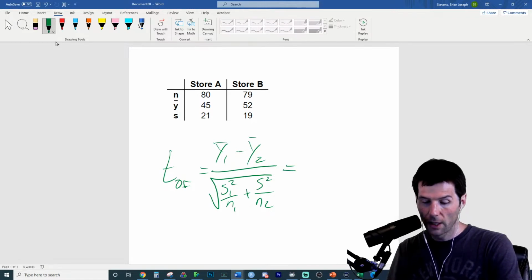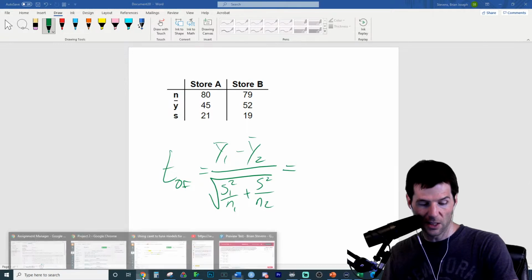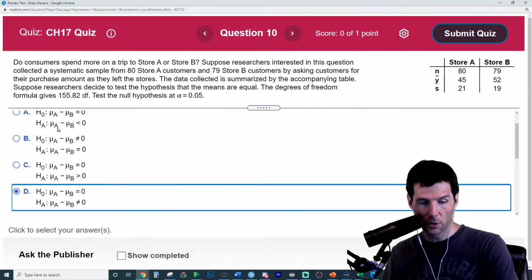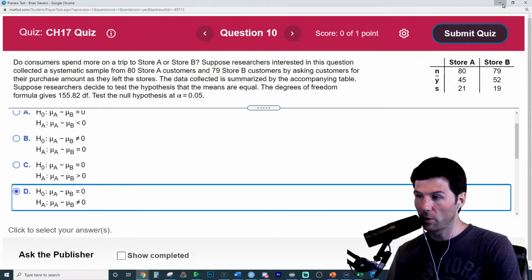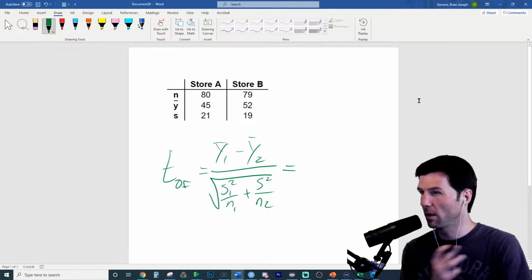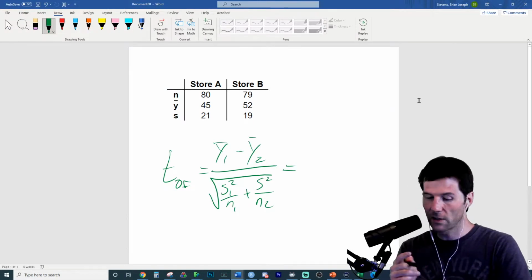They give you all the numbers. And I'm pretty sure they did it A minus B. Make sure you do it in the order they did it. They're doing A minus B. Very important right here. We subtract them in the way they want, or we'll get the negative positive version of our T statistic.